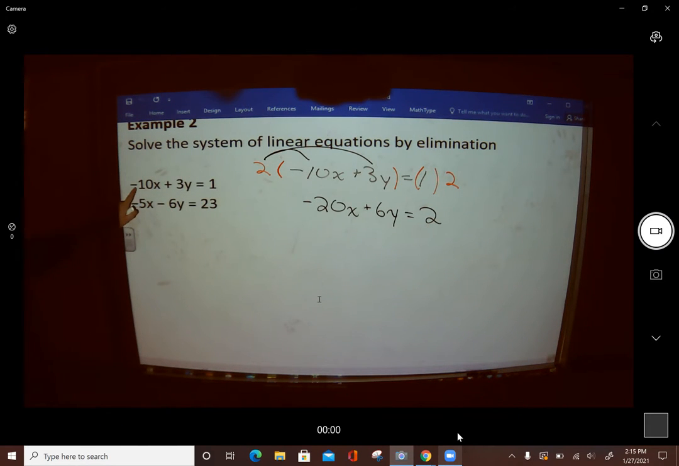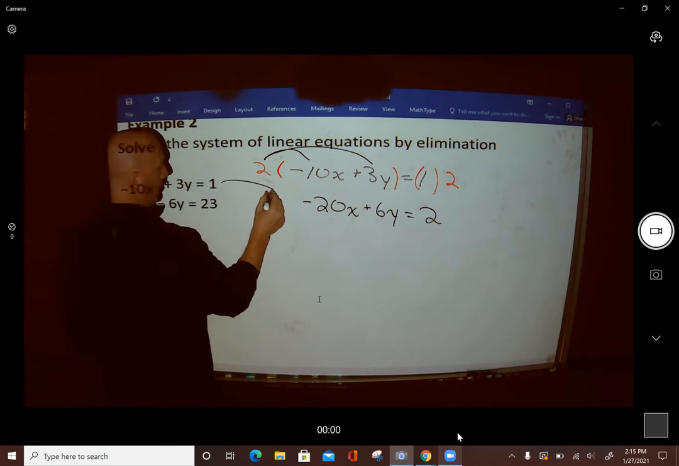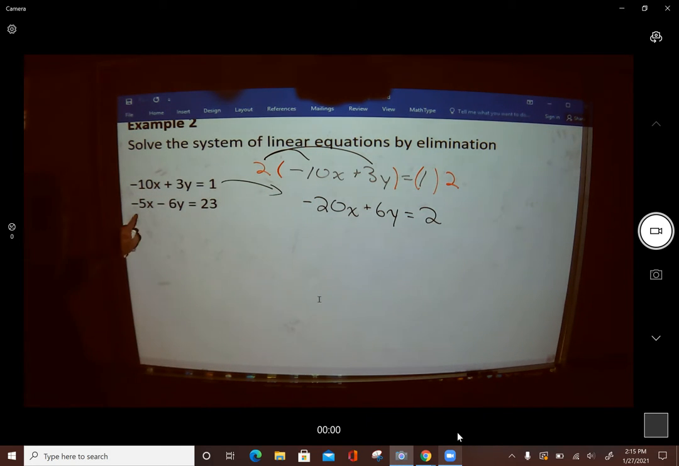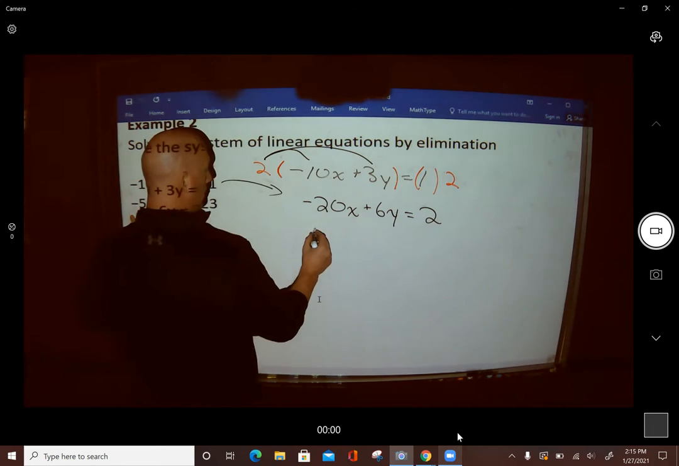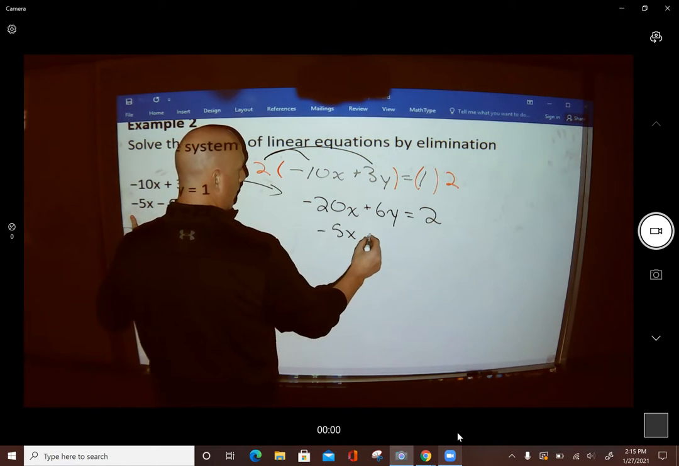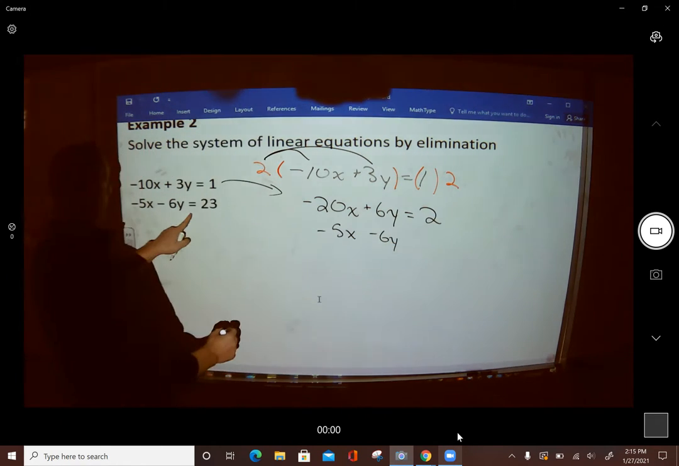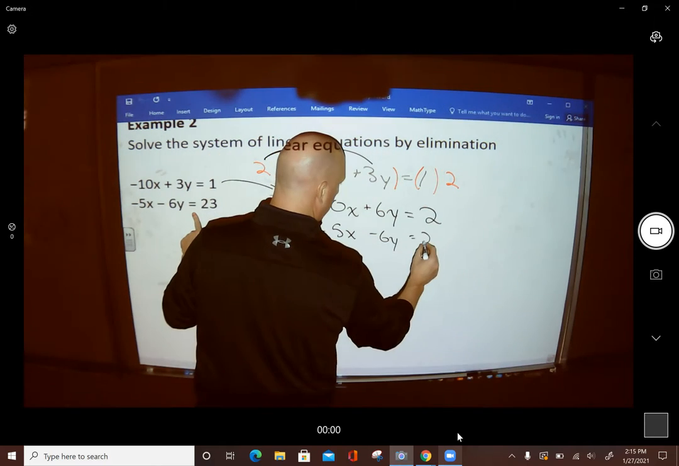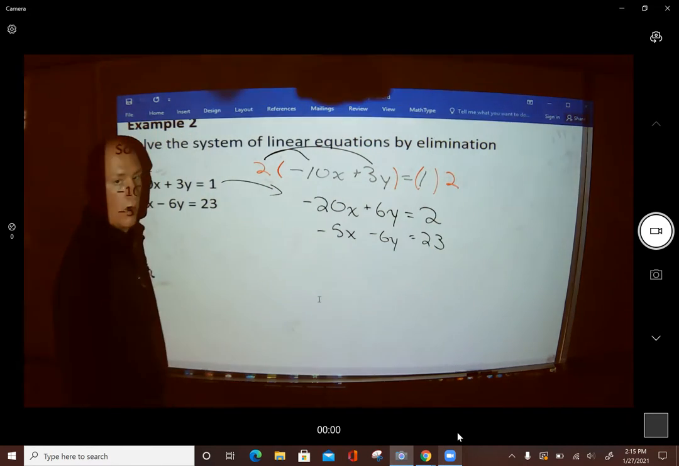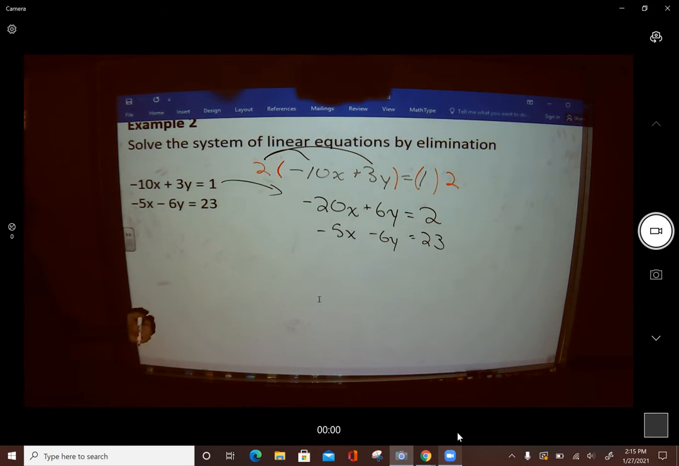So now all we did, we took this line and we manipulated it. We used our rules or our properties of equality to allow us to rewrite this line like this. Now I'm going to write this line underneath. -5x minus 6y equals 23. Okay? Now I'm just going through this to solve.